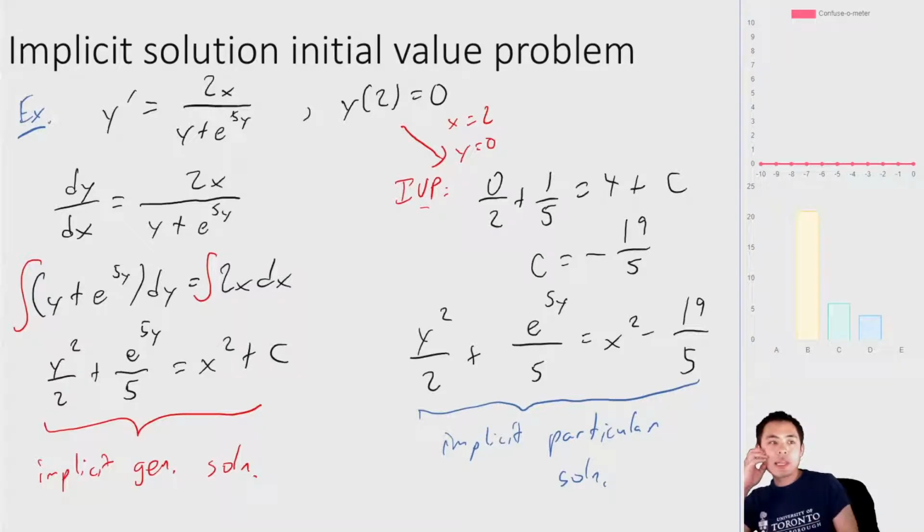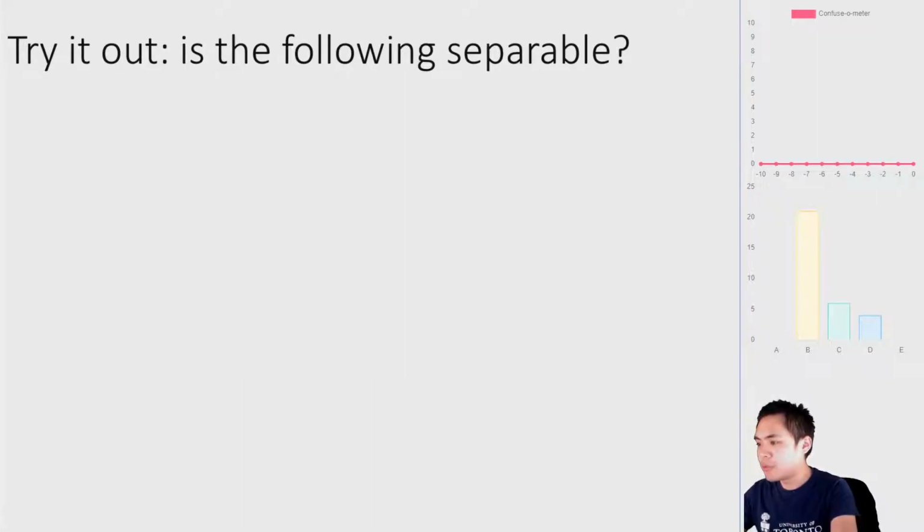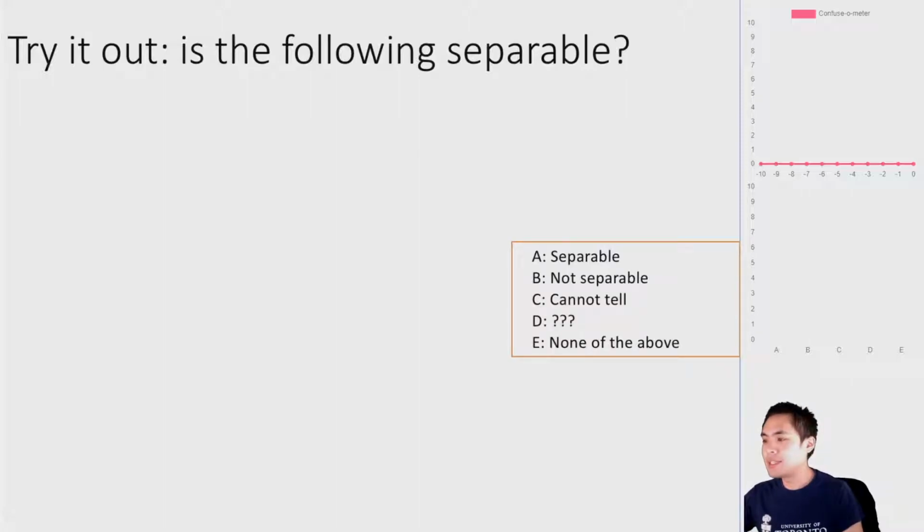So one of the things that we need to now do is figure out if things are separable or not. So again, this is where I ask you to try things out. Let me reset the chat before we get going. Let's reset there. And so I'm going to ask, is this separable? Separable, not separable, you cannot tell, or none of the above.